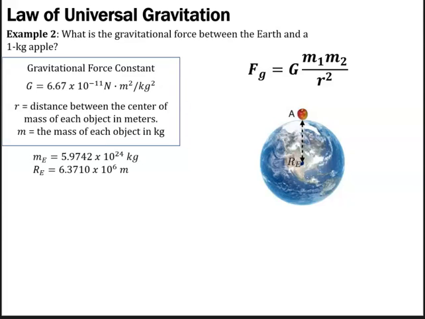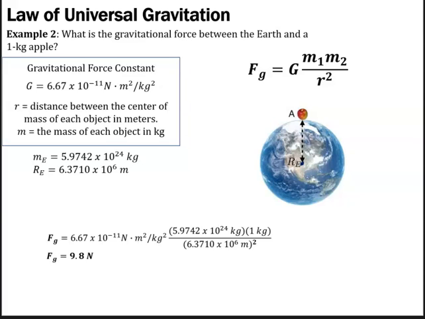So here's the mass of the Earth, the radius of the Earth, and our apple is 1 kilogram. Again, I have already typed in the numbers, so this is what it looks like when we plug everything in. And when I do the calculation, I get 9.8 newtons.